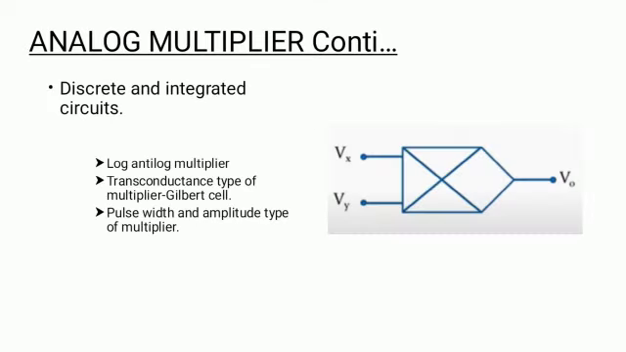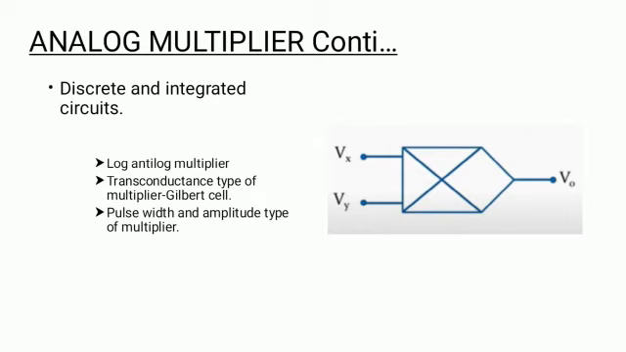Analog multipliers can be implemented both as discrete circuits or as single integrated circuits. There are many methods available for implementing analog multipliers, like the log-antilog type multiplier, the transconductance type of multiplier, that is the Gilbert cell multiplier, and the pulse width and amplitude type of multiplier. Among these, the transconductance type, the Gilbert cell analog multiplier, is the most popular and is the basis of most multiplier systems.